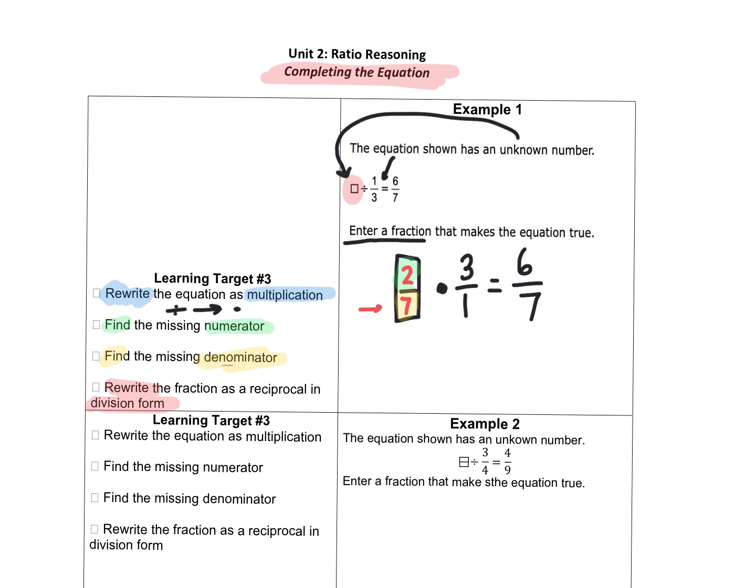The answer is 2/7. But what I want you to get good at is rewriting it now as a division problem. So we have 2/7 divided by, let's flip this fraction back around because it's going back to division, equals 6/7. So 2/7 divided by 1/3 equals 6/7. So our answer is just this right here, 2/7.